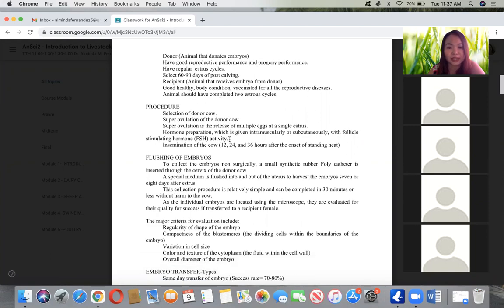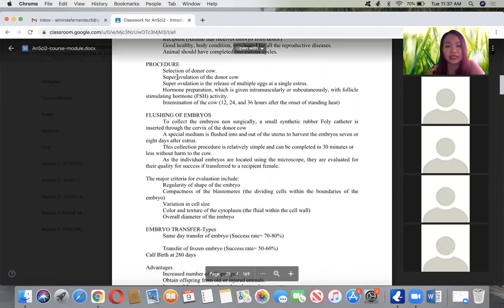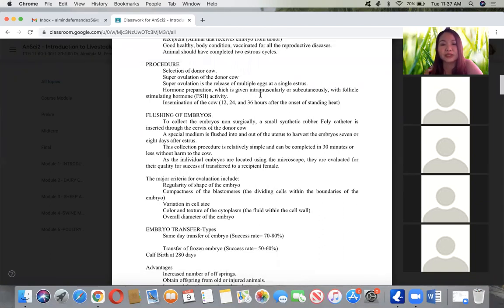2 estrus cycles. So for the procedure, selection of donors, superovulation of the donor cow, superovulation being the release of multiple eggs at a single estrus, with hormone preparation given intramuscularly or subcutaneously, the follicle stimulating hormone, and insemination of the cow at 12, 24, and 36 hours after onset of standing heat.